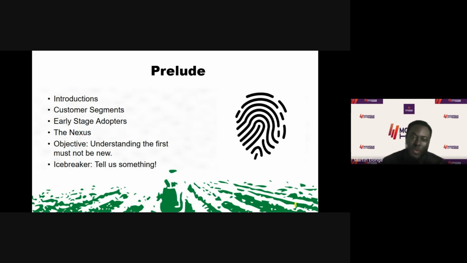So for today's webinar, we'll be looking at two key things: customer segments and early stage adopters. What are these things, how do they meet, and where do they meet? Very important. So our outline is very simple. We'll look at these two concepts, and where they meet. We'll look at objectives, which are very important to drive our understanding of what we want to achieve with the session. And we'll have some icebreakers to ease into the discussions.